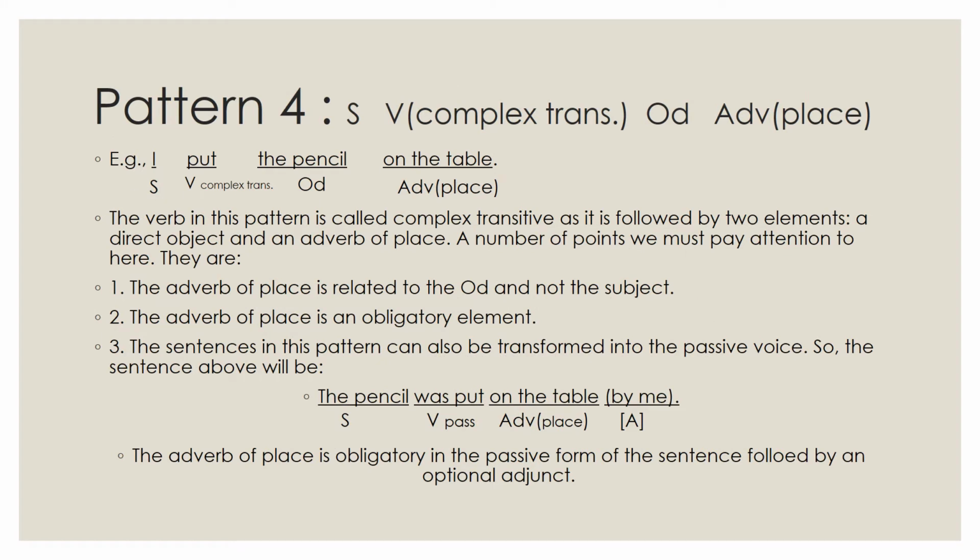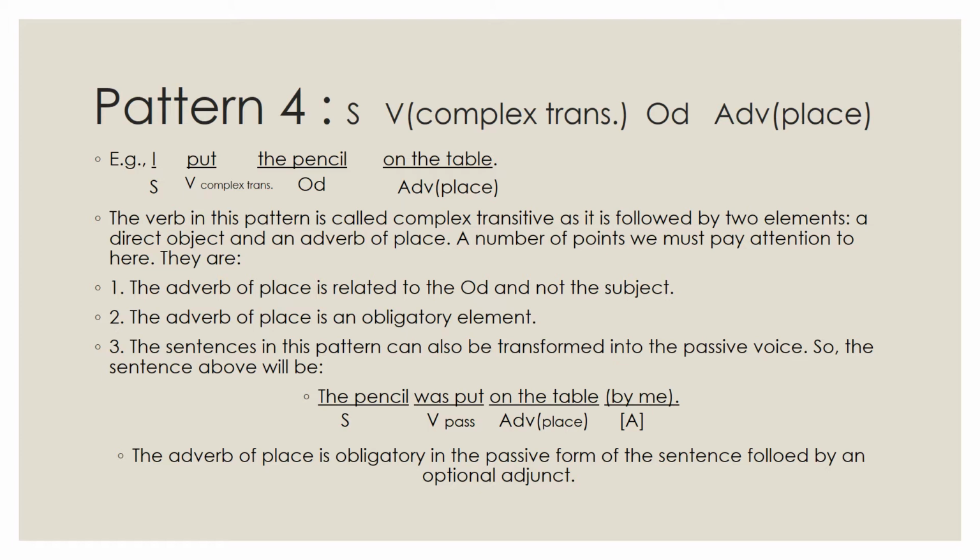Go to pattern number 4. In fact, pattern number 4 and pattern number 5, you are going to see that they share the same type of the verb. They also start with the subject, followed by a verb, and this verb here is going to be called complex transitive. Why is it called complex transitive? We have to look at what comes after this verb in order to understand why it is called complex transitive. This verb is followed by, again, one object, and it's called the direct object, and followed by adverb of a place.